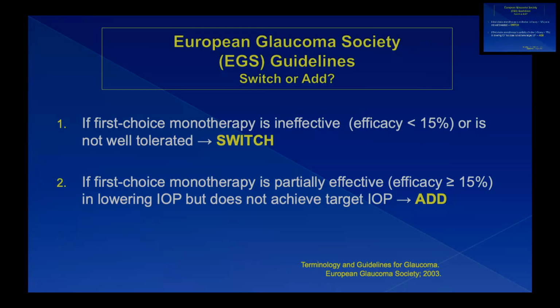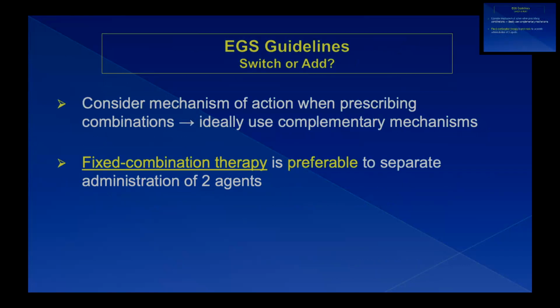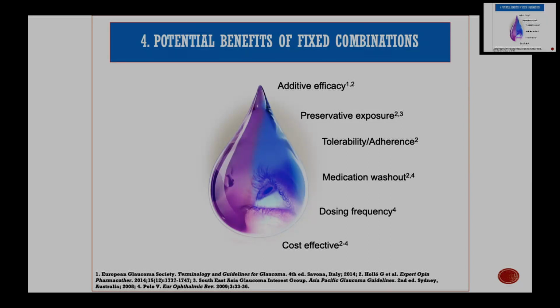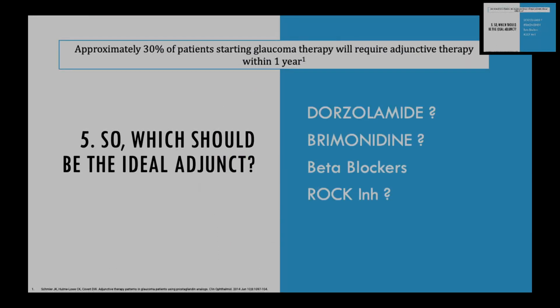Whenever you're starting medication, if the IOP lowering is less than 15%, we assume that the patient is a non-responder. We try a different class of medication. But if the IOP reduction is more than 15%, we are not able to reach our target IOP, we'll add a medication. And whenever using 2 or more medication, try to use combination drugs, which definitely makes life simple for the patient. The cost is less, the preservative exposure is less. You're getting an additional therapy also, and definitely it gives you a more easy regime for the patient to follow.